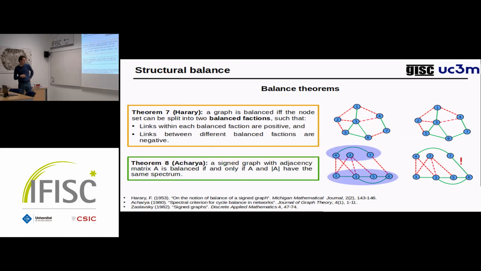Another theorem that is interesting from the spectral point of view is that when a graph is balanced, the adjacency matrix and its entry-wise absolute value have the same spectrum. And if you think about this, it's quite powerful, because having one matrix with signs and one matrix without signs that have the same eigenvalues is a quite remarkable property that is only achieved when the graph is balanced.